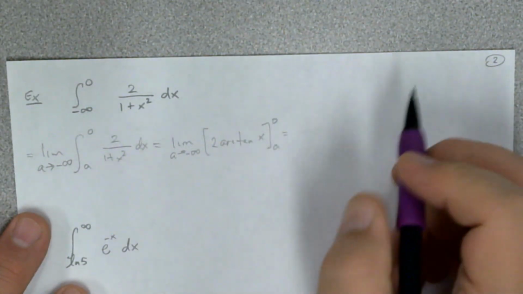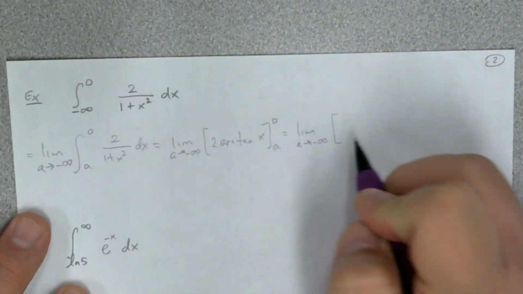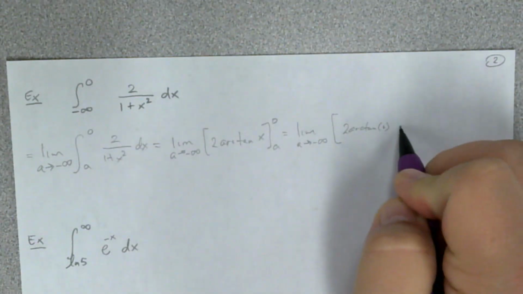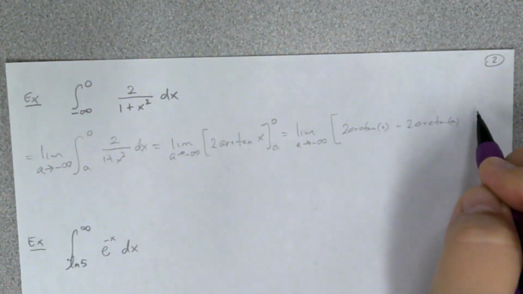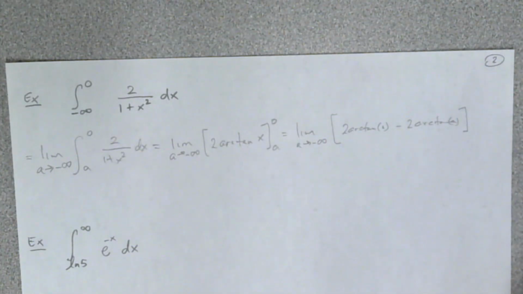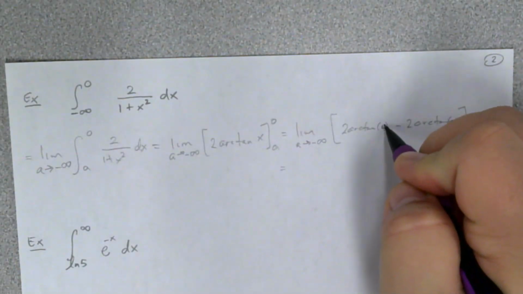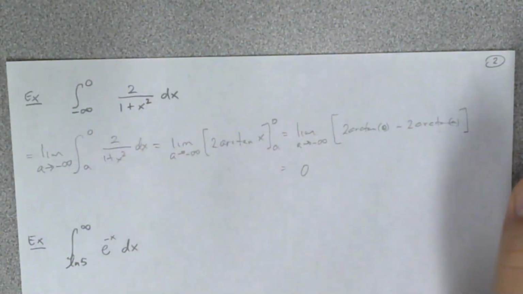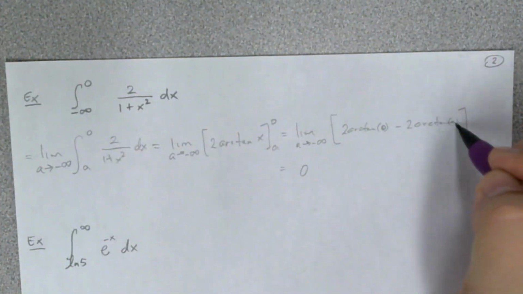And so then we plug everything in. So the upper minus the lower, arctangent of A. Okay. The arctangent at 0 is 0, so this is going to be 0. And then the limit as A goes to negative infinity, so this quantity right here is going to negative infinity.